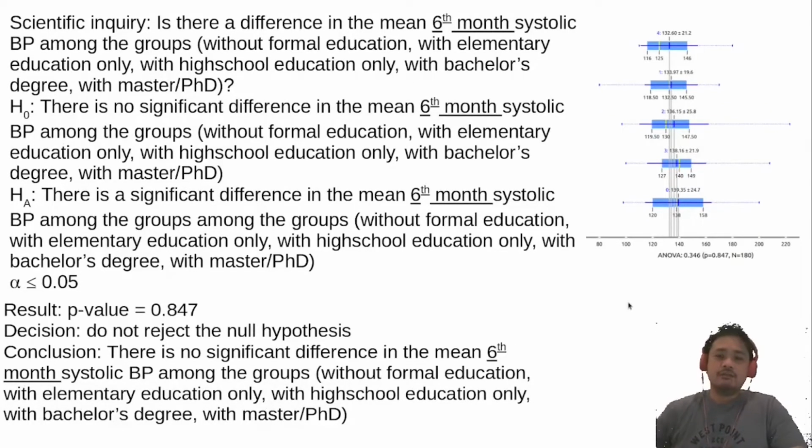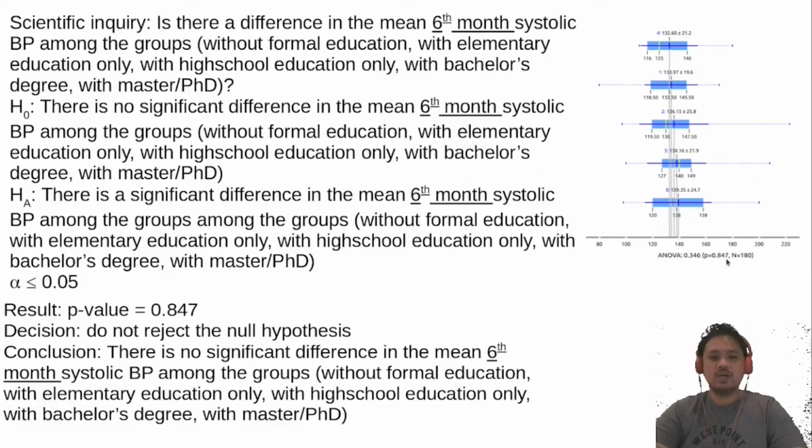Next, is there a difference in the mean 6 months systolic blood pressure among the groups? Null hypothesis states there is no difference, while the alternative hypothesis states that there is a difference. Just eyeballing the gray lines, you can see that they are very near each other. The p-value that we got is 0.847, which is bigger than the alpha. We will not reject our null hypothesis.